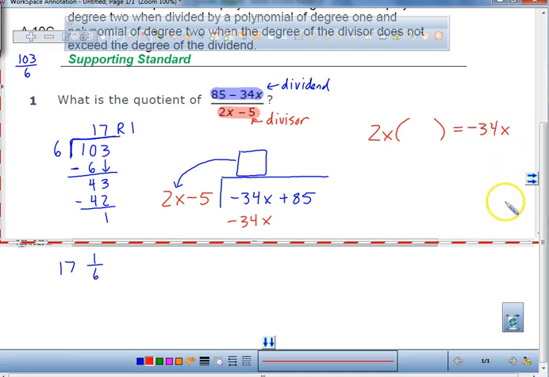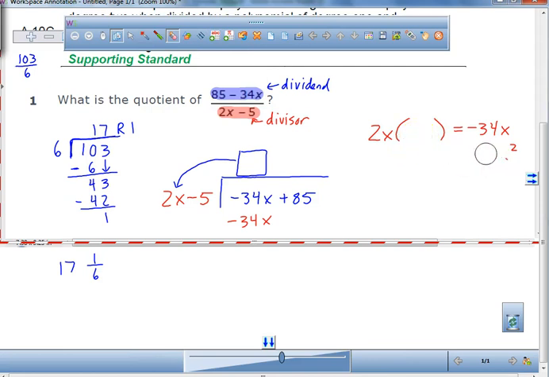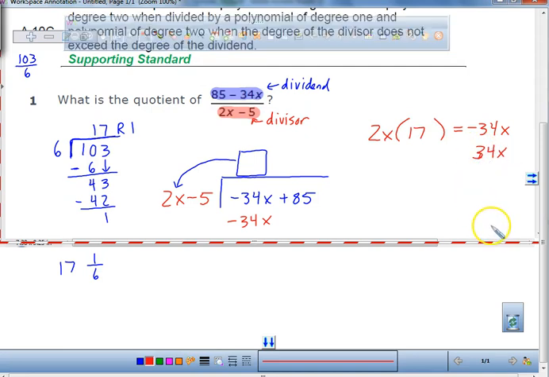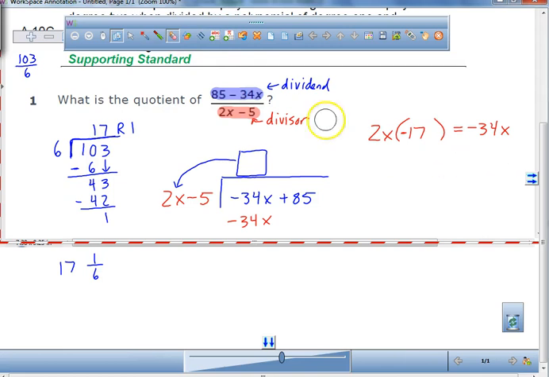You're close. 17x. Nope, not a 17x. If you were to put a 17x there, that would be 34x squared. 2 times 17 is 34, x times x is x squared. It's not going to be 17x. If you would have said 17, which some of you are like, I did say 17, that becomes a 34x. Negative 17. There you go. So I need this to be a negative 17. Then it becomes not a positive 34x, it becomes a negative 34x.